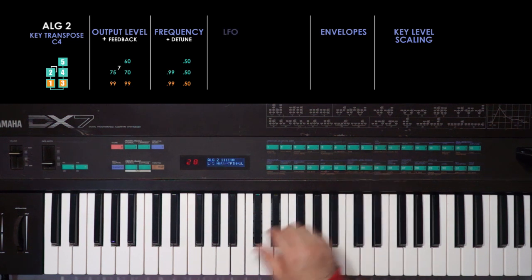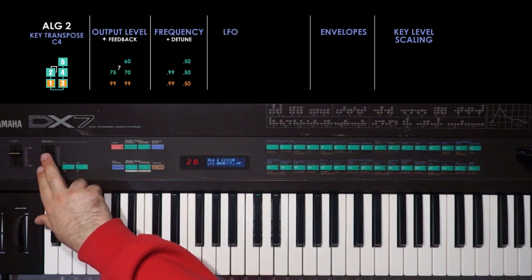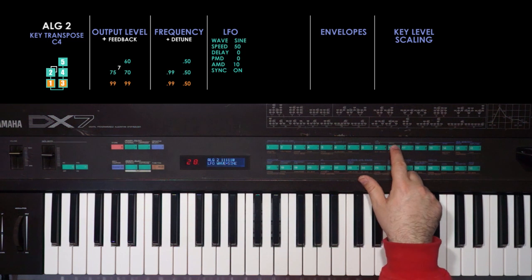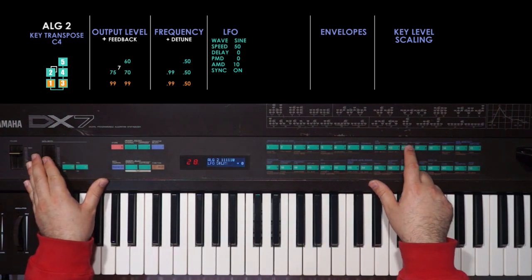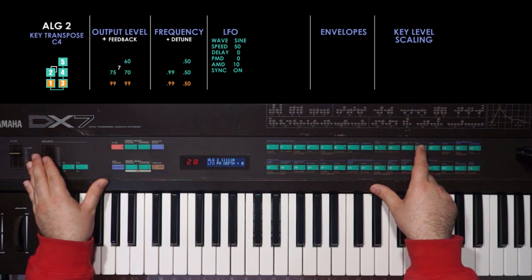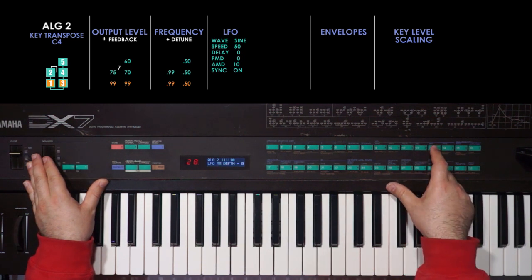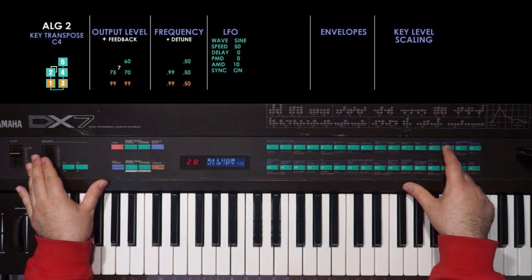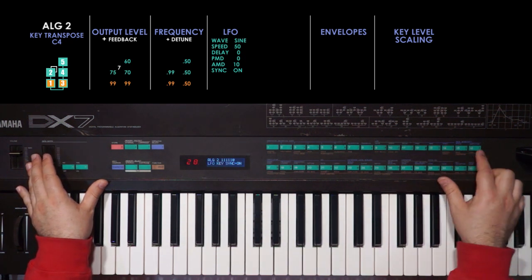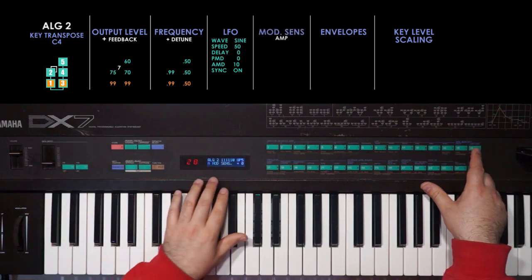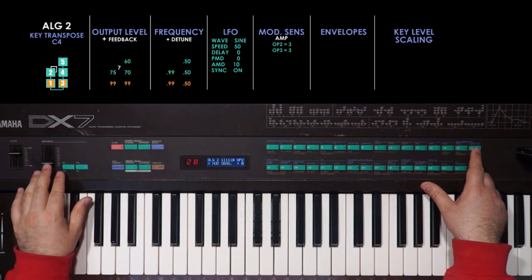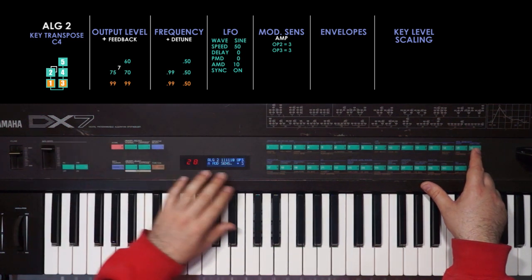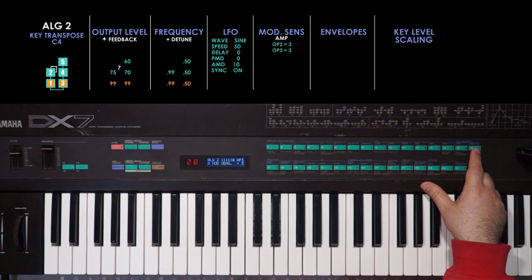Now we go to the LFO. The waveform is sine. The speed is 50. The delay is 0. Pitch modulation depth is 0. Amplitude modulation depth is 10. Synchronization stays on. And then we go to mod sensitivity for amplitude, and we're going to adjust operator 2's sensitivity to 3 and operator 3's sensitivity to 3 as well.